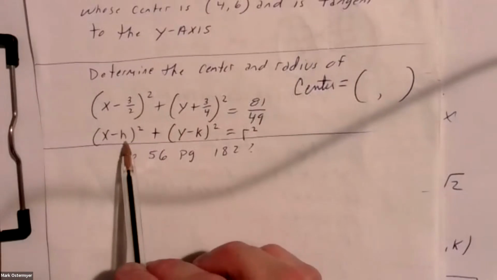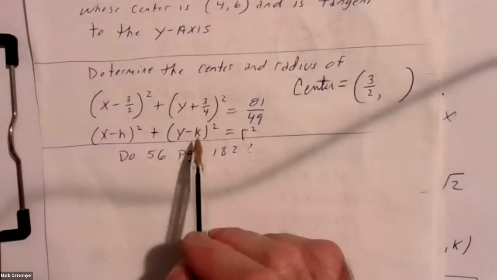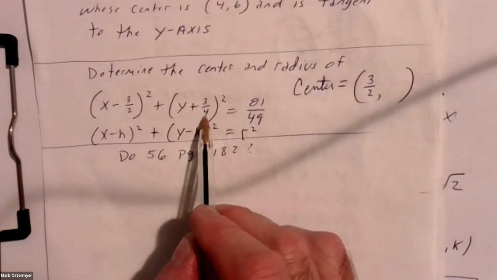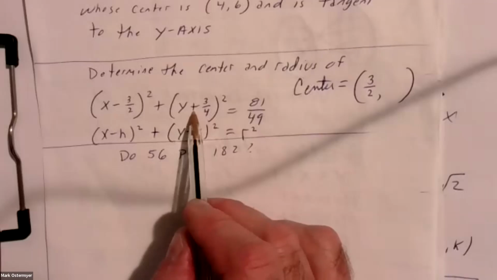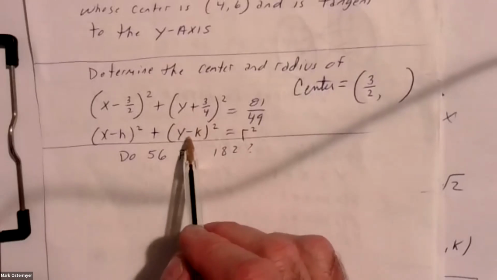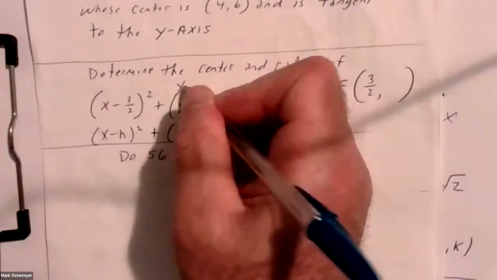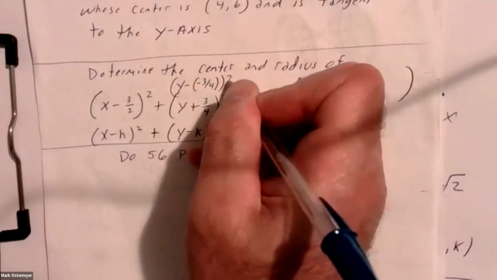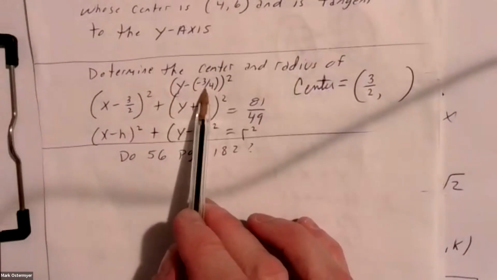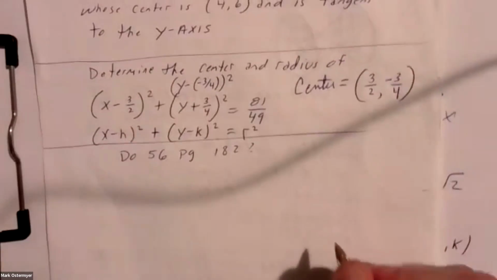My H would be 3/2. That's the X coordinate of my center point. My K would be not positive 3/4, but negative 3/4. The reason being is because I got a positive here. The equation of a circle requires I have a minus. So Y plus 3/4 would have to be rewritten as Y minus a negative 3/4. And therefore my Y coordinate of my center point is negative 3/4. That would be the center point of the circle.